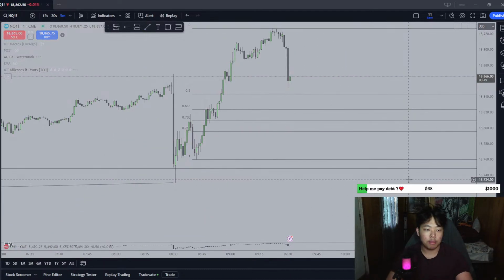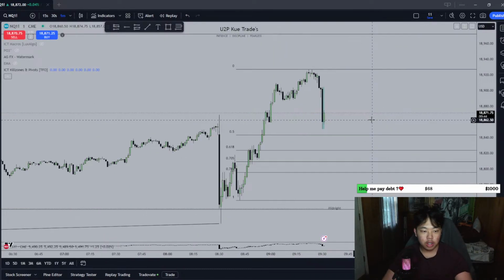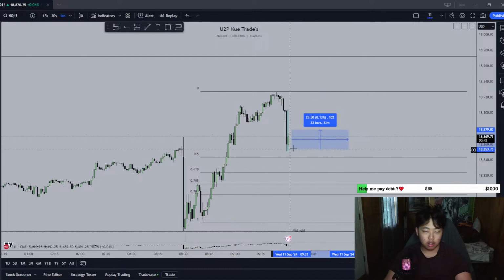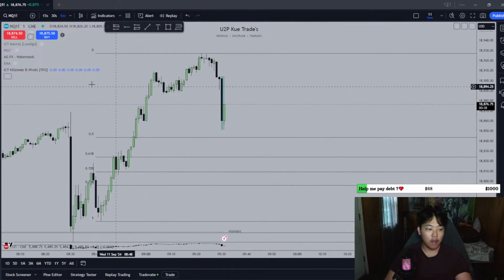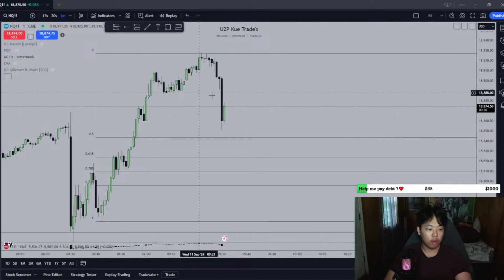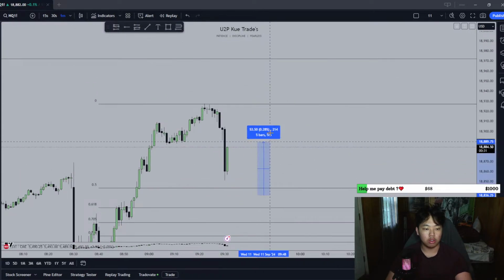I want to see price come down to the 50% mark of the range, tap the discount area of the range, chop a little bit, and then push back up to the upside to take out these highs. So right now, as we're talking, I am just waiting for price to come back down to the discount area of the range, and then I'll look for potential longs to the upside.